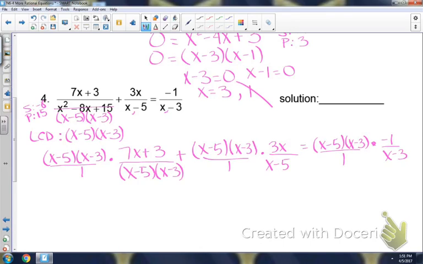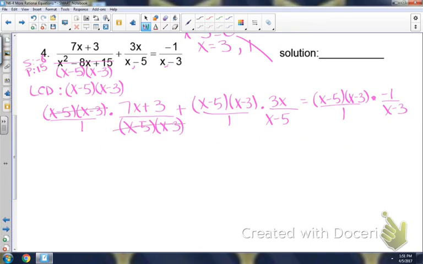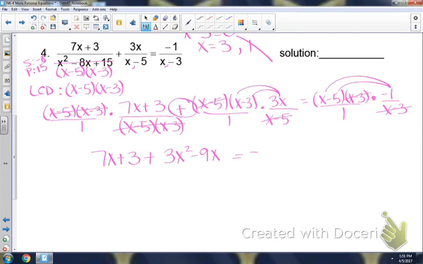Okay, so looking at the first one, both of them cancel. So you're left with 7x plus 3. Bring down your plus sign. The x minus 5's cancel, so we distribute. And that's going to be 3x squared minus 9x. Bring down your equal sign. The x minus 3's cancel. We need to distribute that negative 1. That's negative x plus 5.